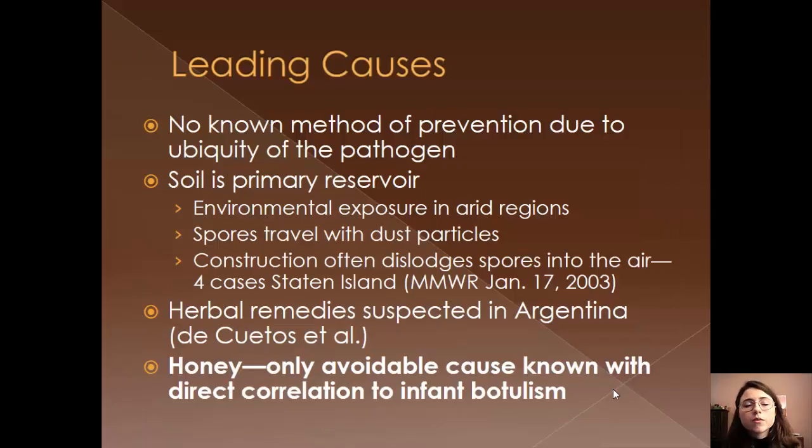Some leading causes: we're not really sure how to prevent infant botulism because of the ubiquity of the pathogen. Soil is a primary reservoir, so there's lots of environmental exposure for most infants, which makes it very difficult to prevent this disease. However, some preventable sources are herbal remedies, often used in Argentina and other countries that rely on more traditional methods of healthcare, as opposed to the highly technical methods used in the U.S. And honey is the only avoidable cause known that has direct correlation to infant botulism that is listed by the CDC.